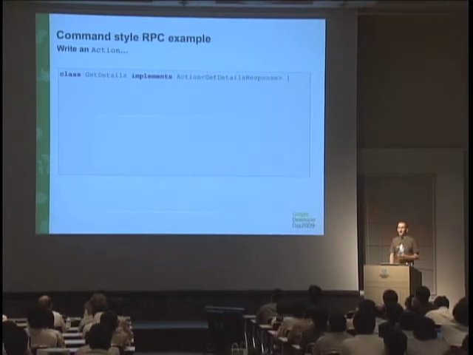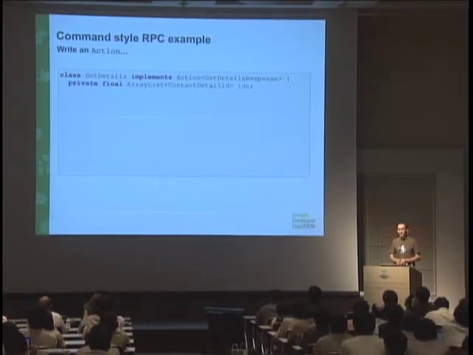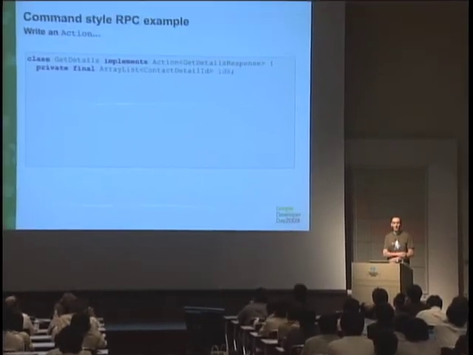Now, let's write the action. What does the action look like? Well, let's create an action called GetDetails. I want to get the details for my contact. I want to get all the phone numbers, all the email addresses. So we have a field called IDs, and this is where we store the list of contact IDs that we'd like to get from the server. And we have a constructor, GetDetails, which takes that list of IDs and stores them. And then we have a get method, which returns those IDs when we need them. That's it. It's very simple.